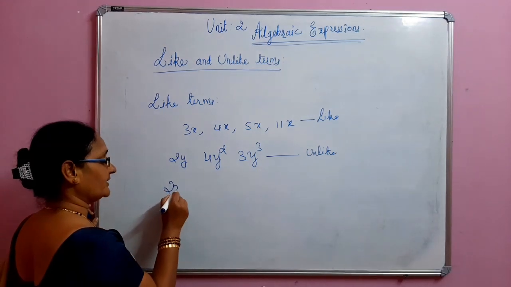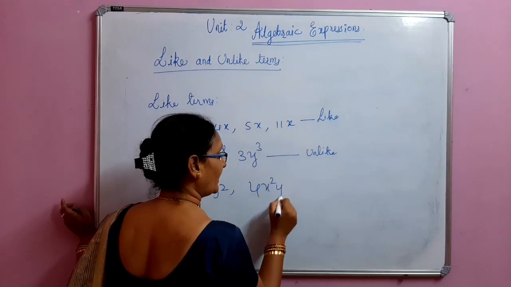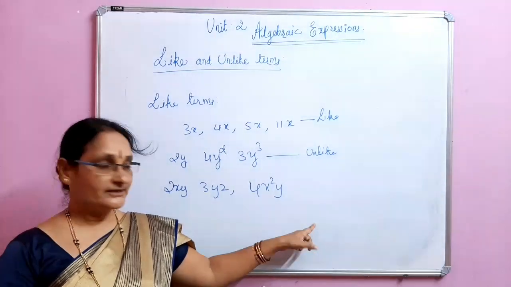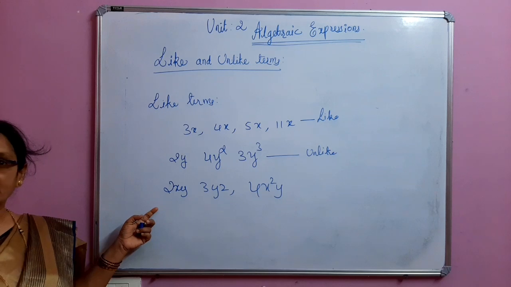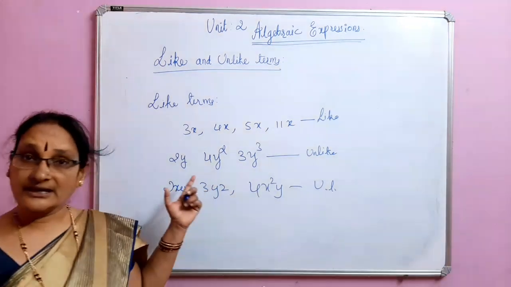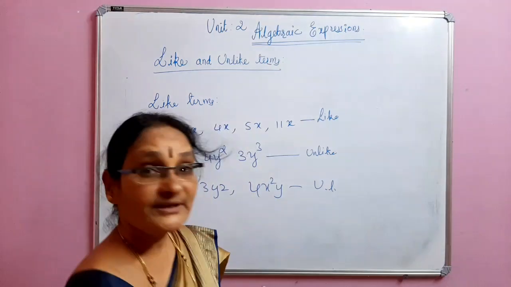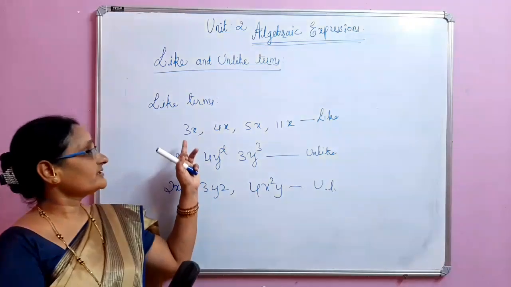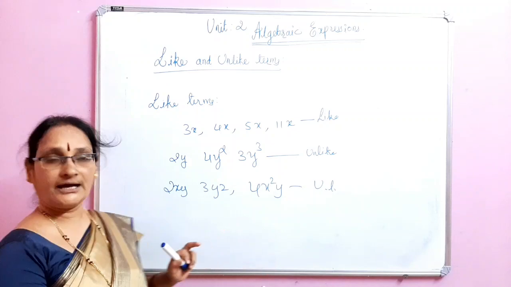See here 2xy, 3yz, 4x square y. These all are unlike terms. See here xy is there, no xy anywhere. Here x square y is there, power is different. So these two also will not be like terms. So these all are unlike terms and this is like terms. We can write so many like terms like this. Even in the exercise it is there. You learn how to separate the like terms. Just you have to collect the like terms. How to collect it? With the same variable, same power, like terms. If they are different, they are unlike terms.